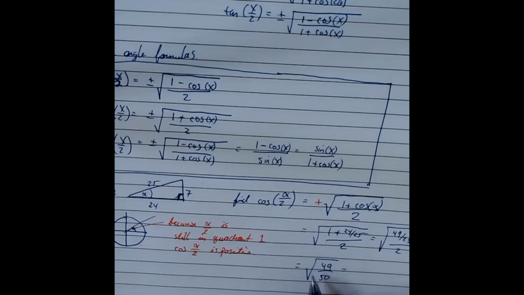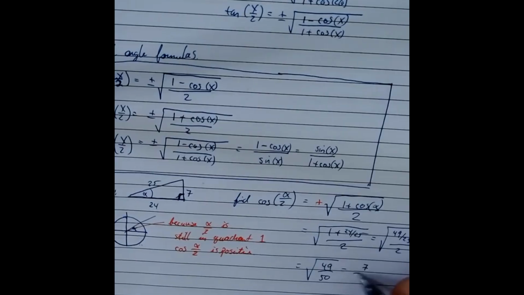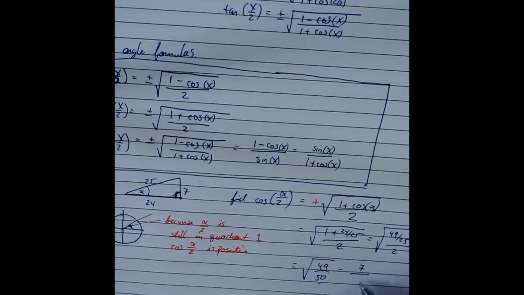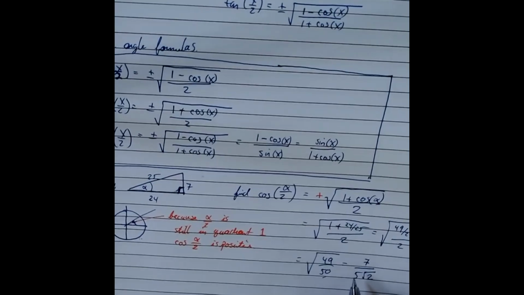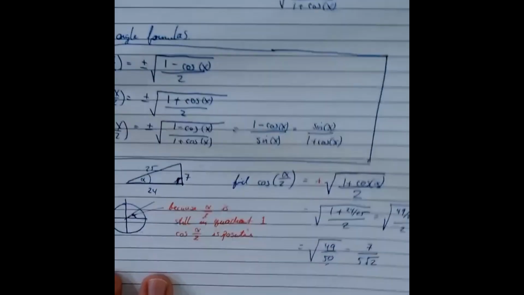Here I can take the square root of 49, that's going to be 7. And I can take the square root of 50, that's 2 times 25. Well, I can take the square root of the 25 anyway to give me 5, and then the 2 would stay inside. So that'll be 7 over 5 root 2, like that.